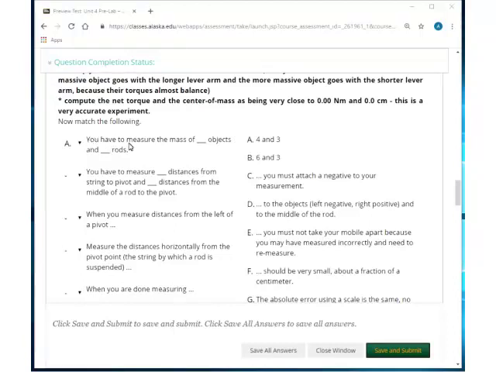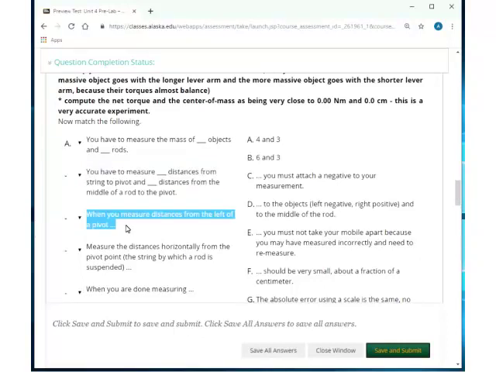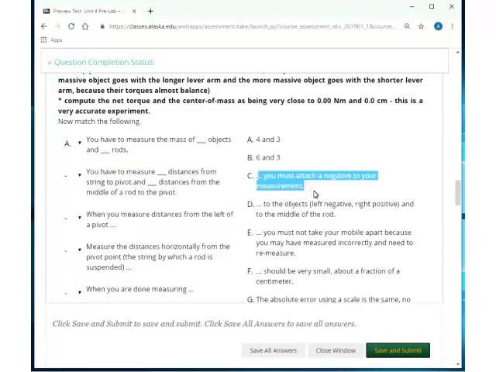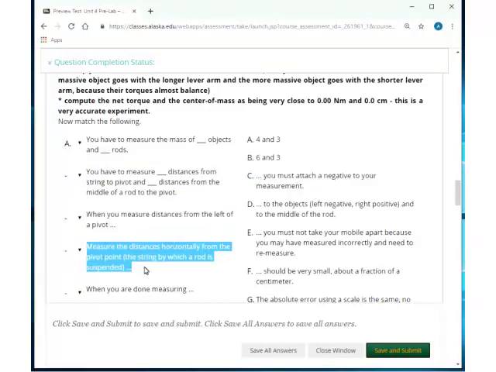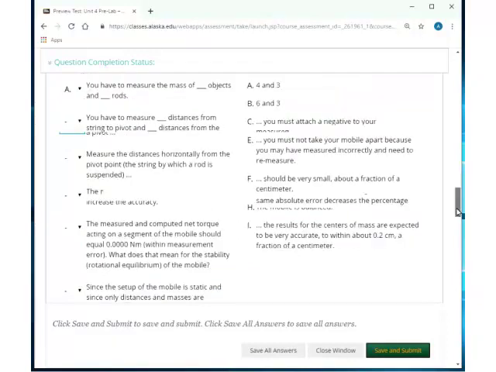So you have to measure the mass of 4 objects and 3 rods. You have to measure 6 distances from string to pivot and 3 distances from the middle of a rod to the pivot, and you will see that the data sheets are quite complex, what you have to fill in. When you measure distances from the left of a pivot, you must attach a negative to your measurement. Measure the distance horizontally from the pivot point to the object and to the middle of the rod. Left negative, right positive, and so on. You can read through this yourself, and again, look at the lab manual.